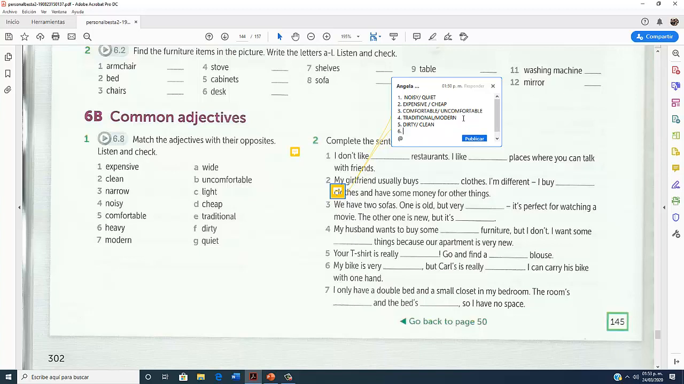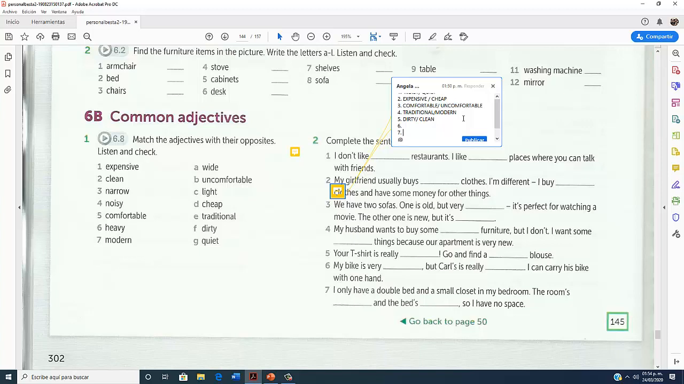Number 6. My bike's very, but Carl's is really, I can ride his bike with one hand. Oh gosh, I have no idea what words come here in number 6. I'm going to skip that one, because I'm not sure which one would be there.